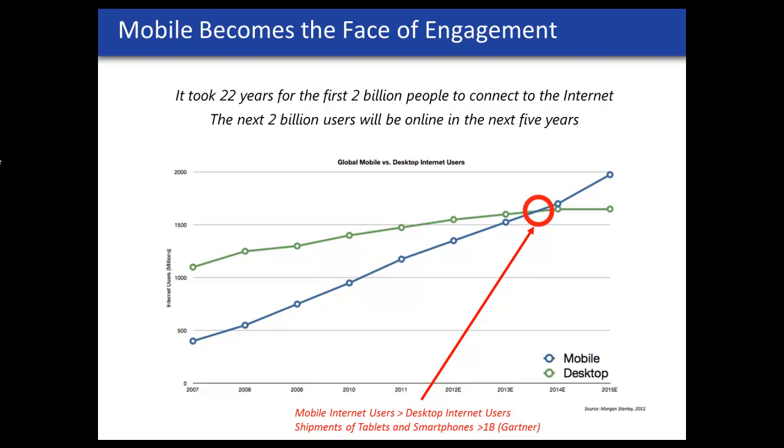Consider the following statistics. In 2013, shipments of smartphones and tablets passed 1 billion units. That's from Gartner. In 2014, shipments of tablets will pass shipments of notebooks. That's from Merrill Lynch. And as we can see in the graphic on this slide, in 2014, mobile internet users will exceed desktop internet users. As we can see here, mobile is becoming the dominant point of entry for all users.